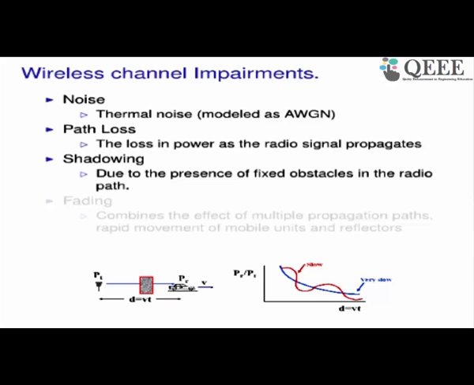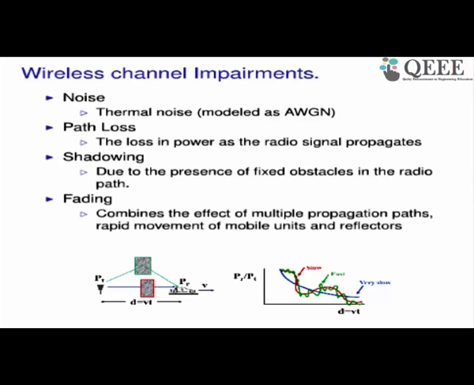You see the red curve basically shows the effect of shadowing. So suppose you are crossing a building. As long as you don't cross the building, there will be a huge dip in the power. So this is what is called shadowing.